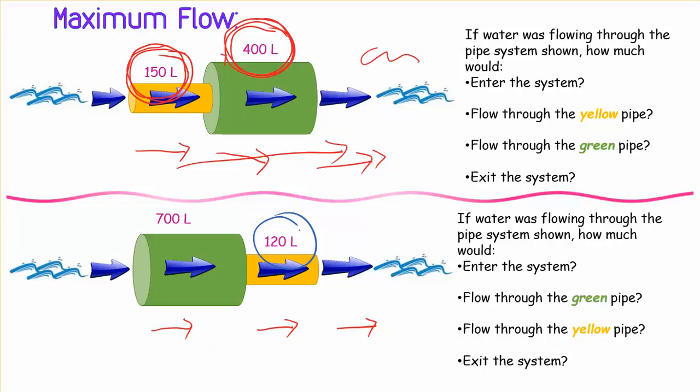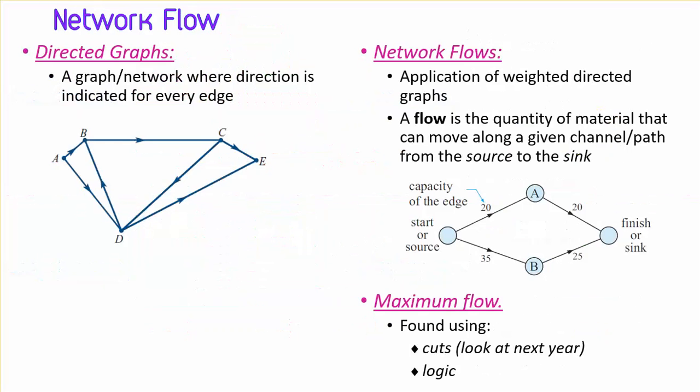Same goes for the second example. If this first plane could carry 700 people, but the second can only carry 120, then only 120 are going to enter the destination. It doesn't matter that 700 could get to the first place, only 120 can actually get onto that second plane. Hopefully that makes you understand a little bit about maximum flow.